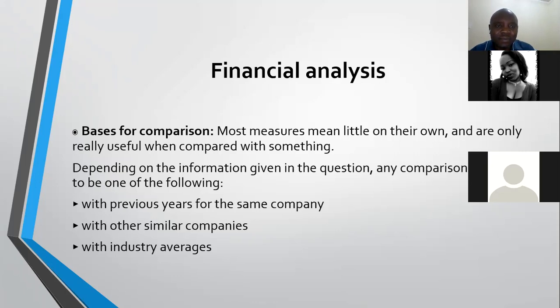And that is how it is. This is why sometimes when we are doing financial analysis, we also get the industry benchmark. Because the industry benchmark tells you that in this industry, a current ratio of 1.2 to 1 is normal.